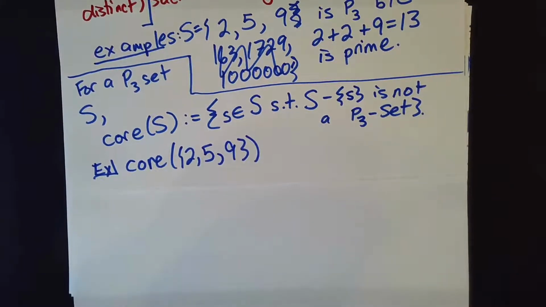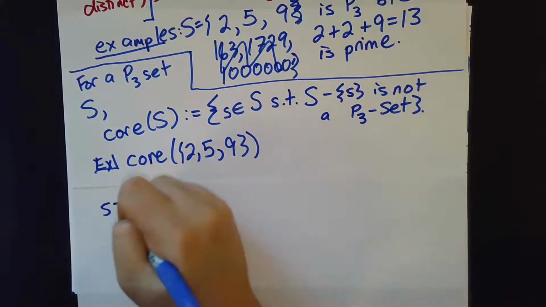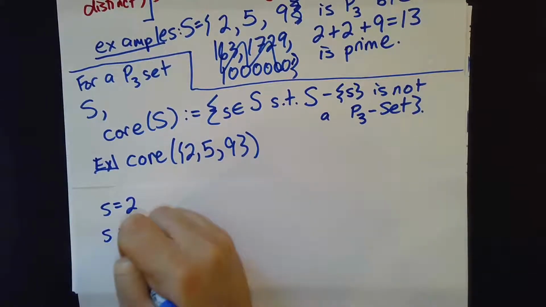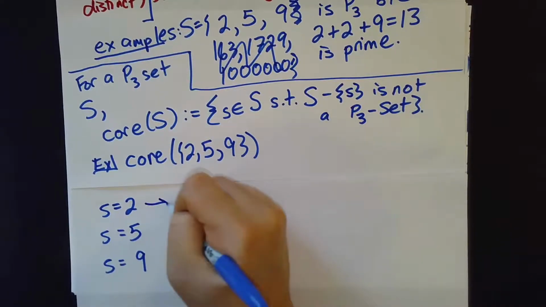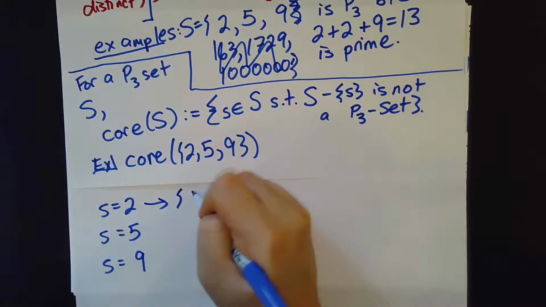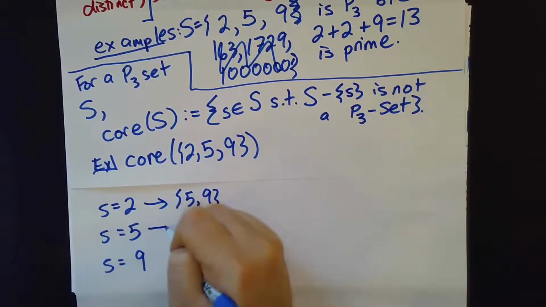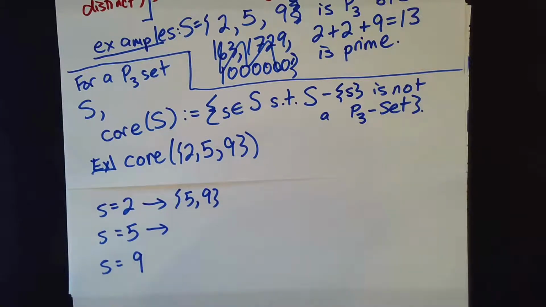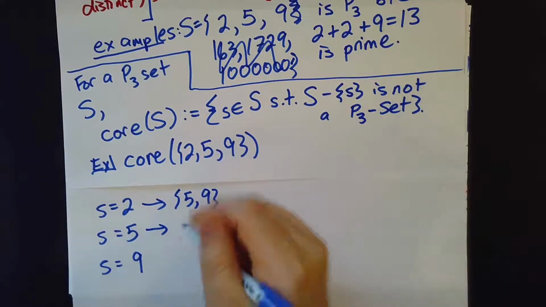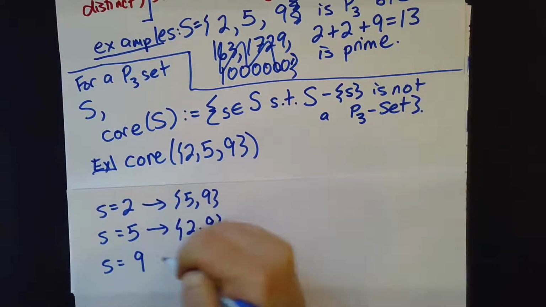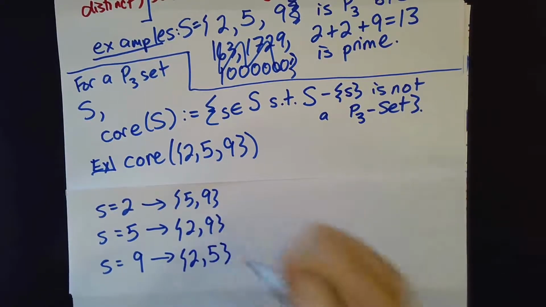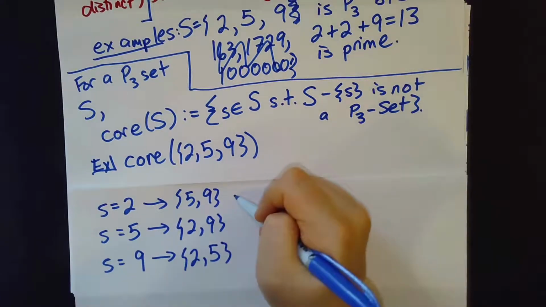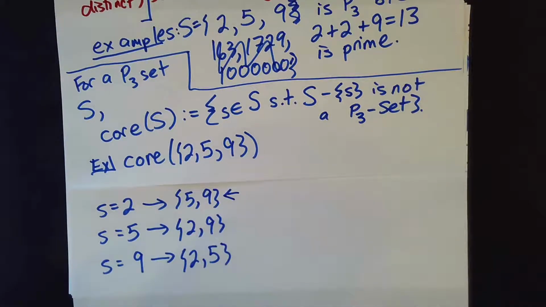And so to do that, I'm going to have to contemplate what it would look like if I removed each element from this set. If I removed s was 2, I would have 5 and 9. If I removed s was 5, I would have 2 and 9. And if I removed s was 9, I would have 2 and 5. Okay. Is 5, 9 a P3 set?